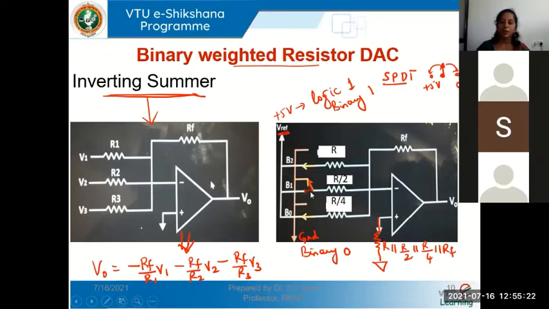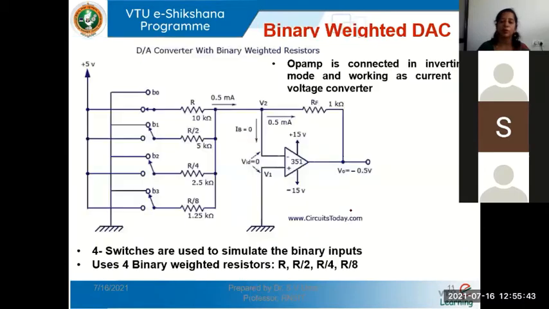Hope you understood the connection of the binary weighted resistor DAC and why it is called so, because these resistors which are connected to the inverting input are weighted by powers of 2. So I'll divide the second resistor by 2 power 1, the third resistor by 2 square, the fourth resistor by 2 cube, and so on. So let us see.